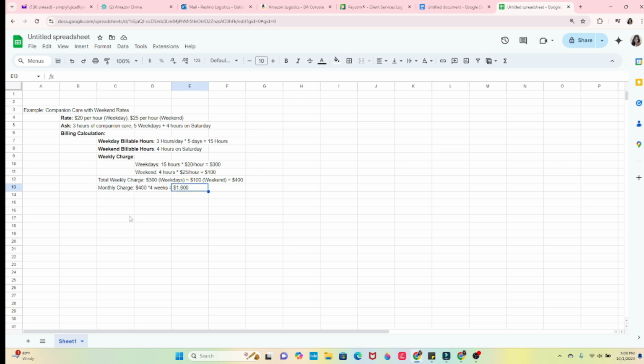So we have our weekly charge, we've got our billable hours, separated by the weekday and separated by the weekend. We've combined both hours to give us a final, total weekly charge. And then if we want to convert that to a monthly charge, we just take our weekly total and multiply it times 4. Okay, so this is your companion care with weekend rates example.